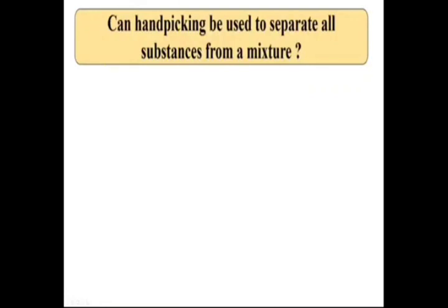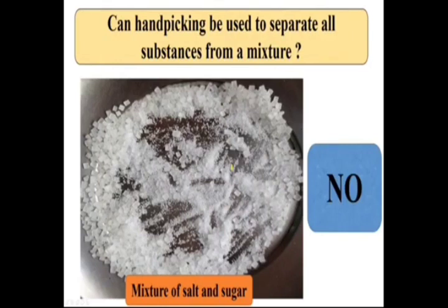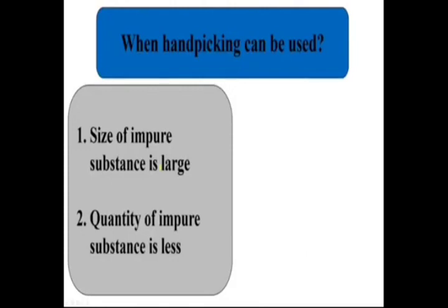Can handpicking be used to separate all substances from a mixture? Is it possible to use handpicking for all substances? Like here, a mixture of salt and sugar. Is it possible to separate salt and sugar by using your hand? No. We have other methods also. Right? Yes, we are not supposed to separate those two components by hand. Okay. So children, my question: where is handpicking possible, and which methods are applicable elsewhere? Not only handpicking, there are many methods. Handpicking can be used if the size of the impurity is large or the quantity of the impure substance is less. Remember these 2 points. Handpicking is only possible if the size of the impure substance is large or the quantity of the impure substance is less. In this case only you can use the handpicking method for the separation of components. Remember these 2 points in your mind.